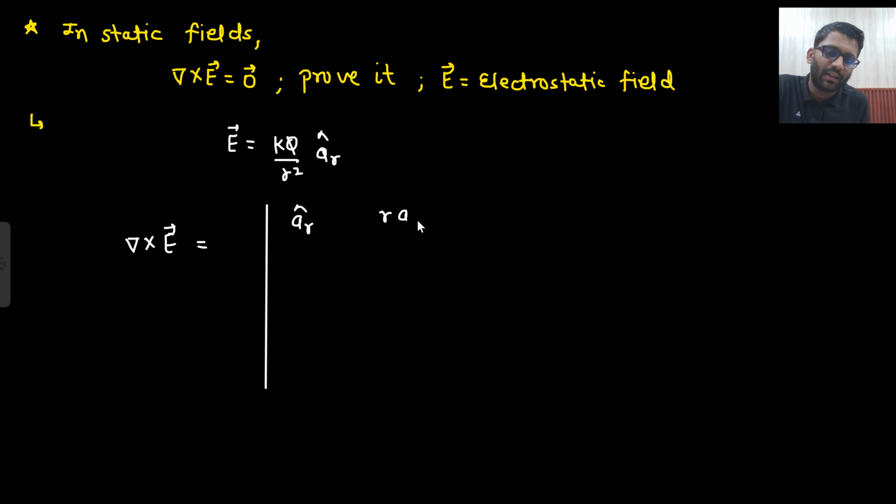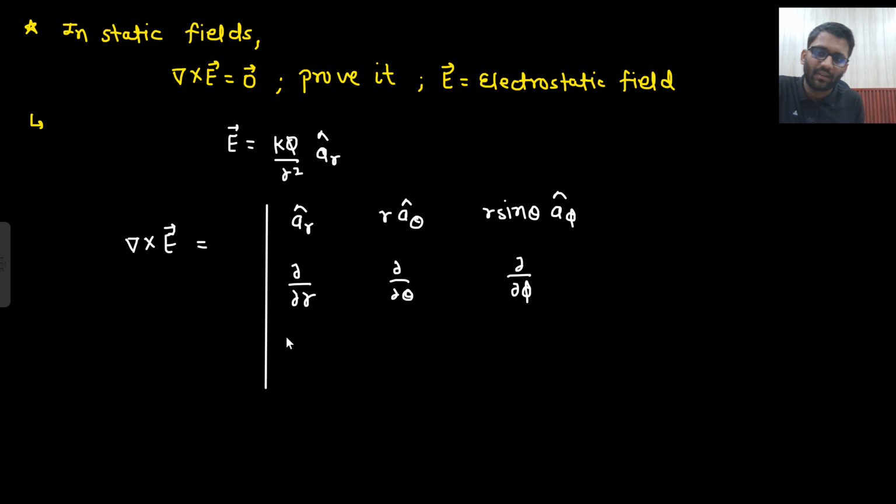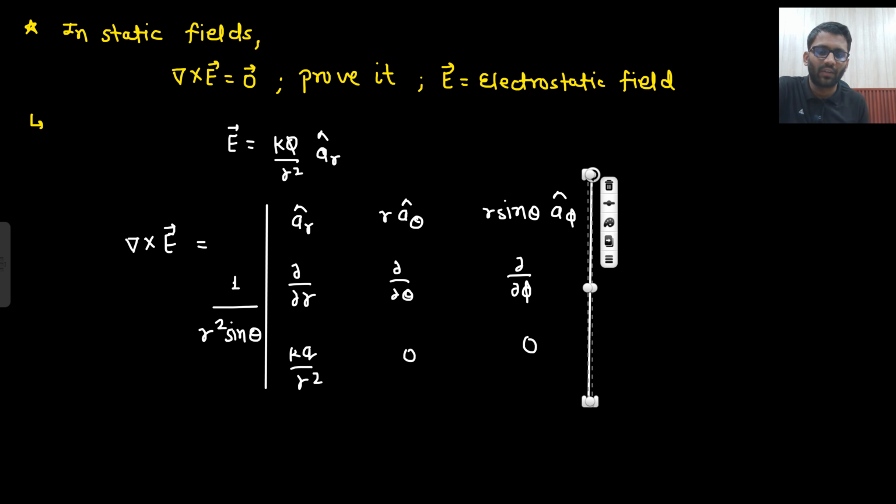So dr, r d theta, r sin theta d phi, del by del r, del by del theta, del by del phi. Here kq by r square will come, and there is no component of a theta or a phi, so 0, 0. And outside, 1 by r square sin theta, although it would be r into sin theta into 0, but it will be 0 only. So both will be 0 only. Now I need to solve this determinant. So what are you going to get?